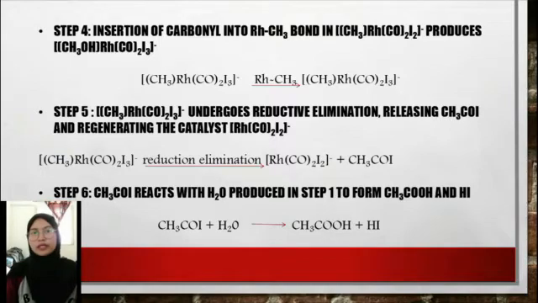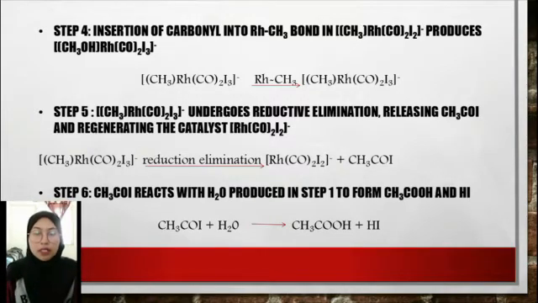Step 5, the CH3CORhCO2I3 undergoes reductive elimination, releasing the CH3COI and regenerating the catalyst from the previous, which is the RhCO2I2. Step 6 is the CH3COI reacts with the H2O that was produced in step 1 from the converting of the iodide and the methanol into methyl iodide to form the CH3COOH and HI, which is the acetic acid.